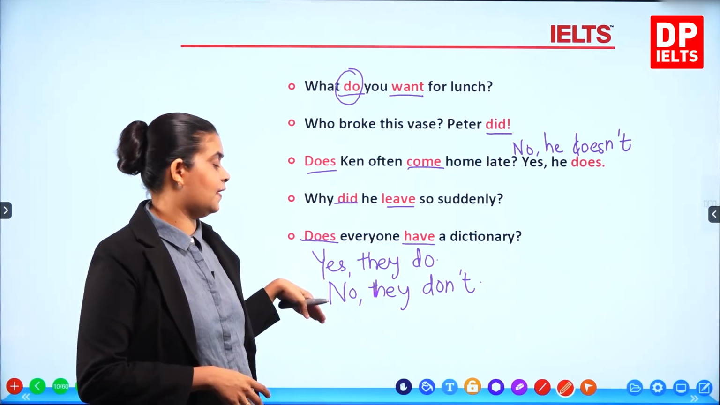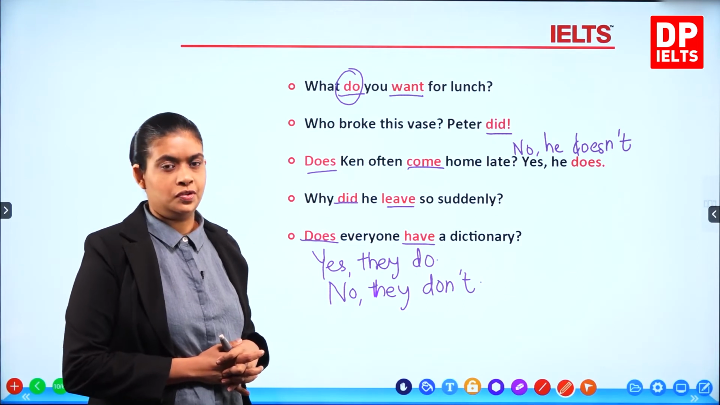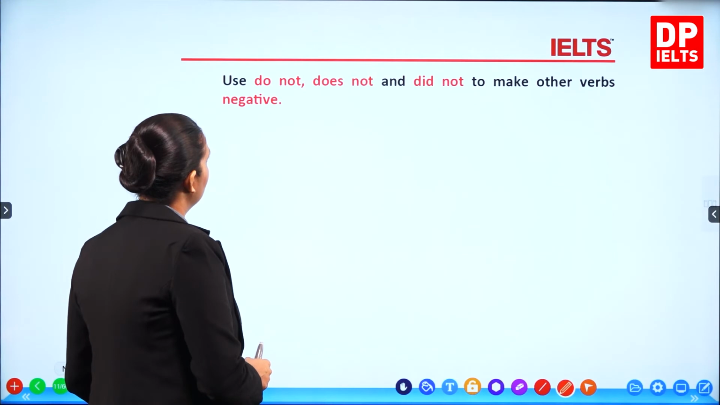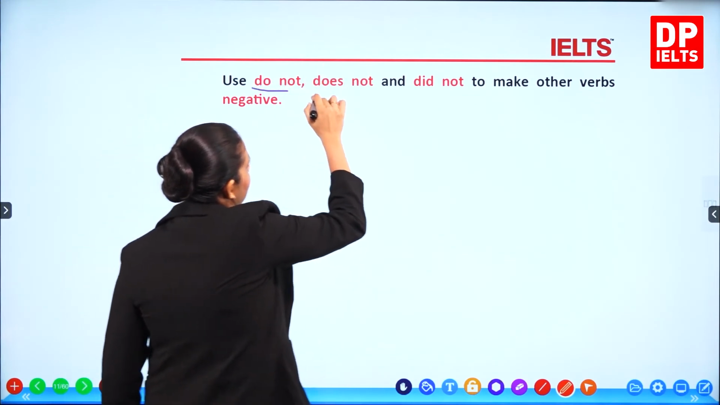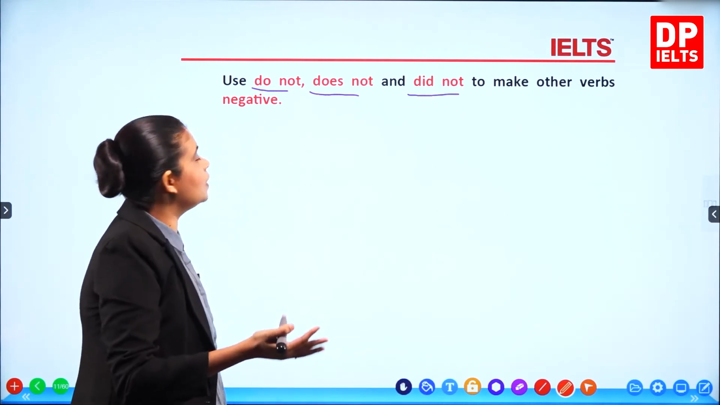So positive and negative form. Yes, they do. No, they don't. Right? Use do not, does not, did not to make other verbs negative.